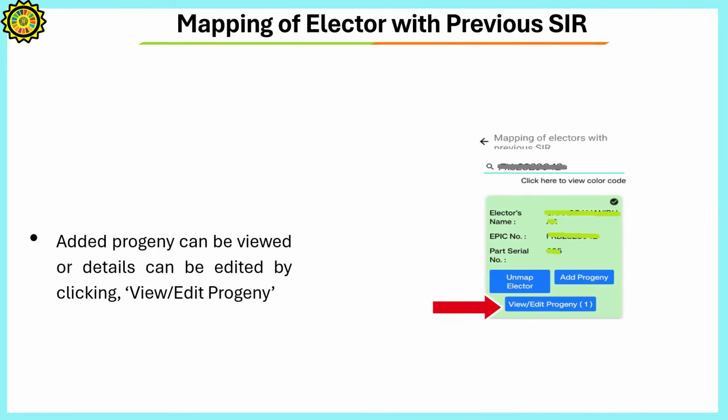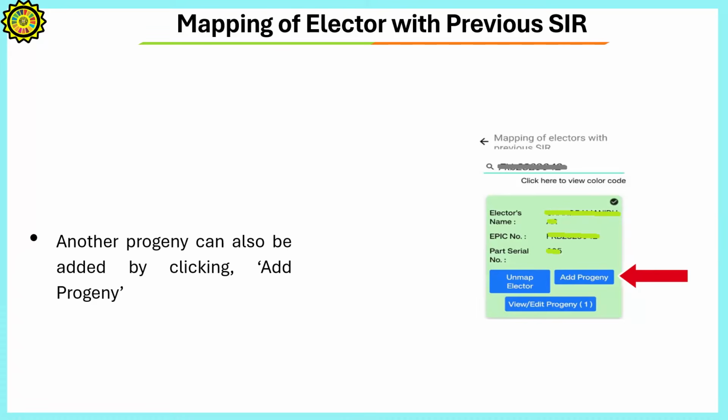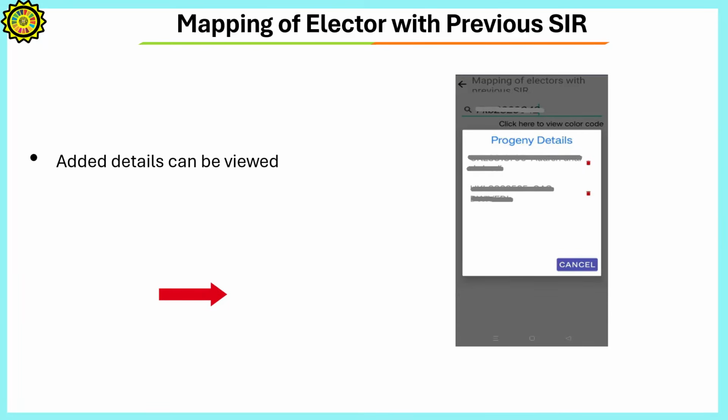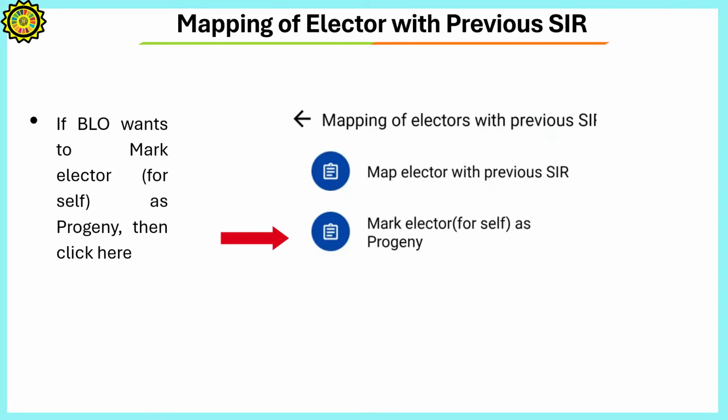Added progeny can be viewed or details can be edited by clicking View Edit Progeny. Another progeny can also be added by clicking Add Progeny. Added details can be viewed or edited by clicking View Edit Progeny. Added details can be viewed.